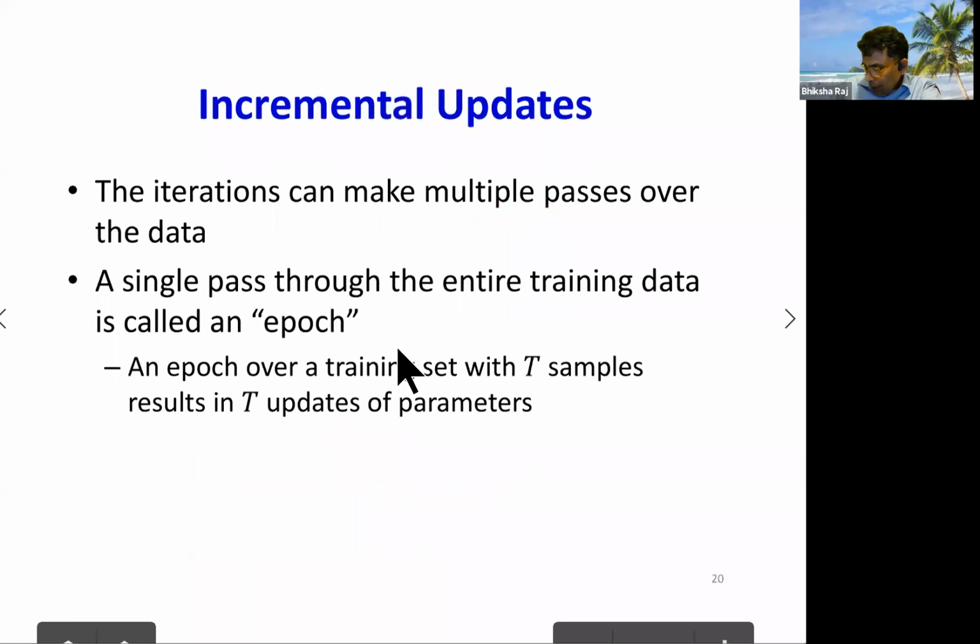And so we call this training pass over the entire training data an epoch. Within each epoch, if we have a total of T training samples, we will make T updates to the parameters. So one epoch in this incremental update is like a single update using batch updates.